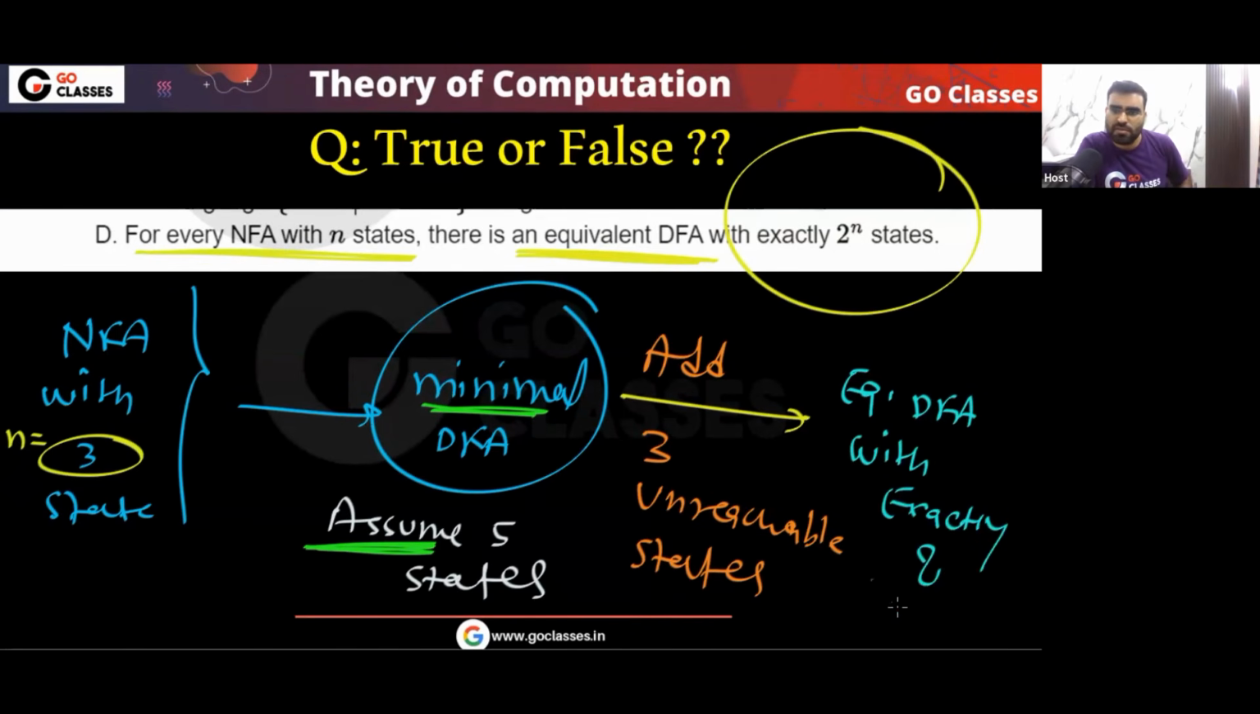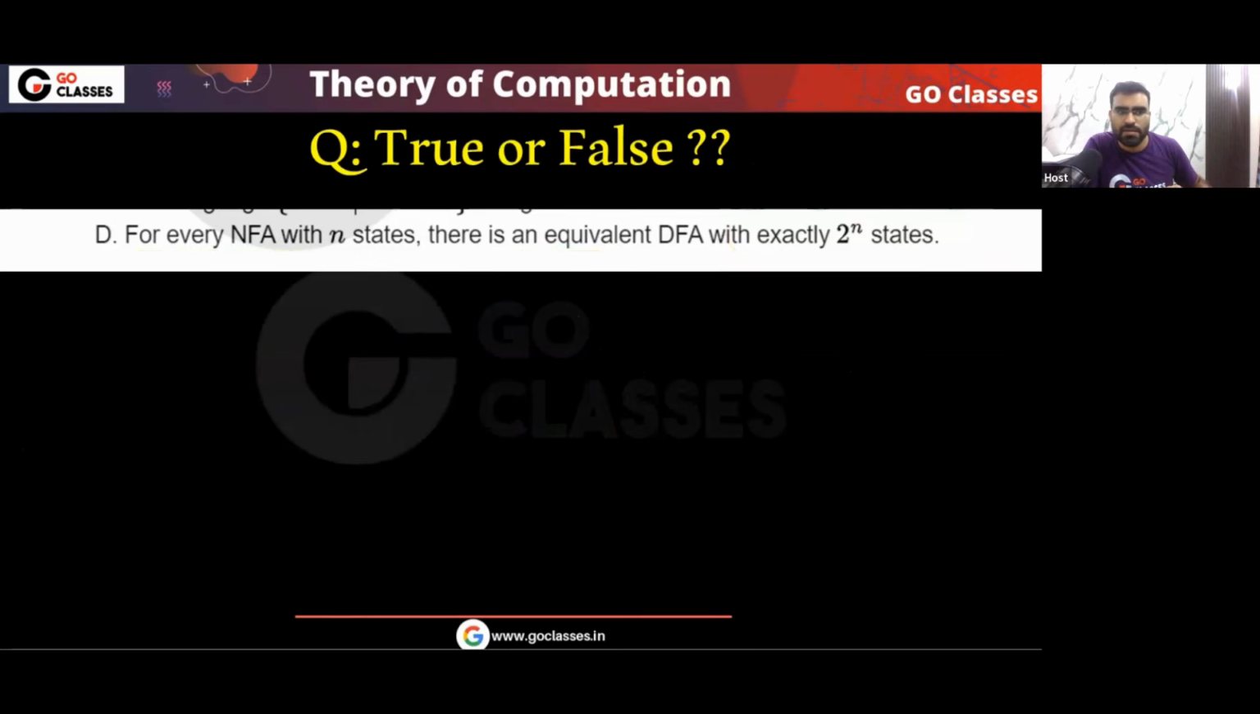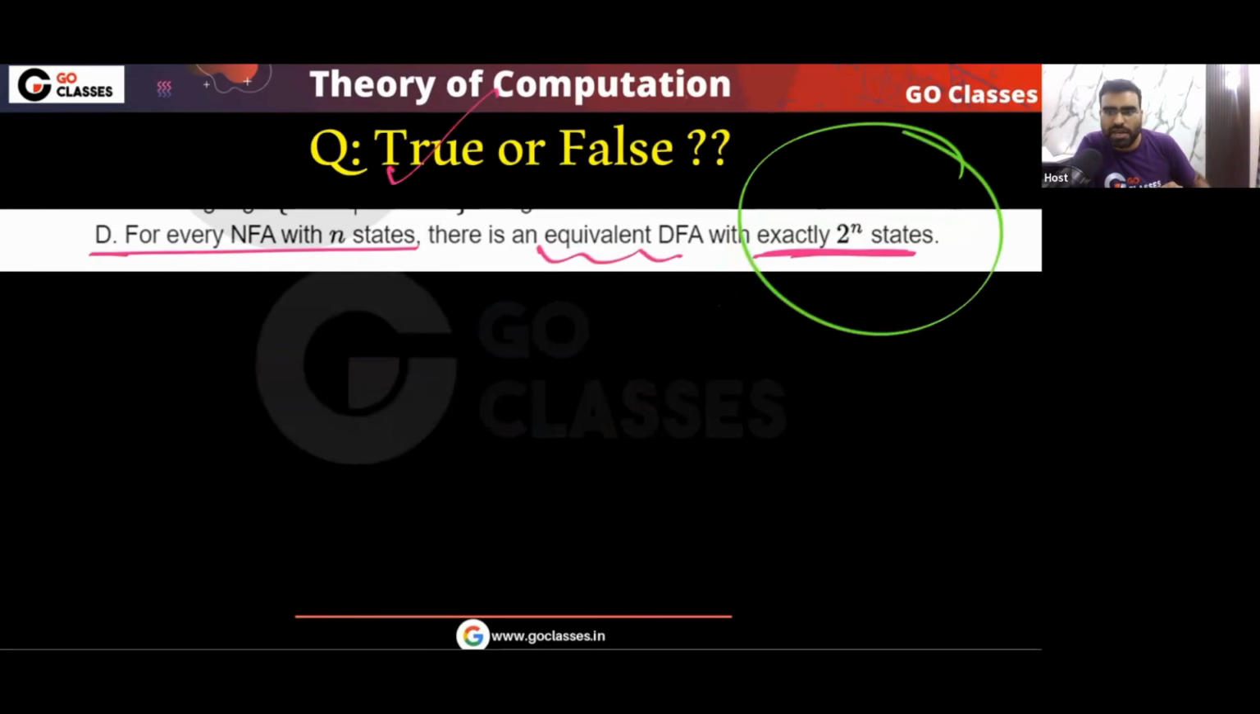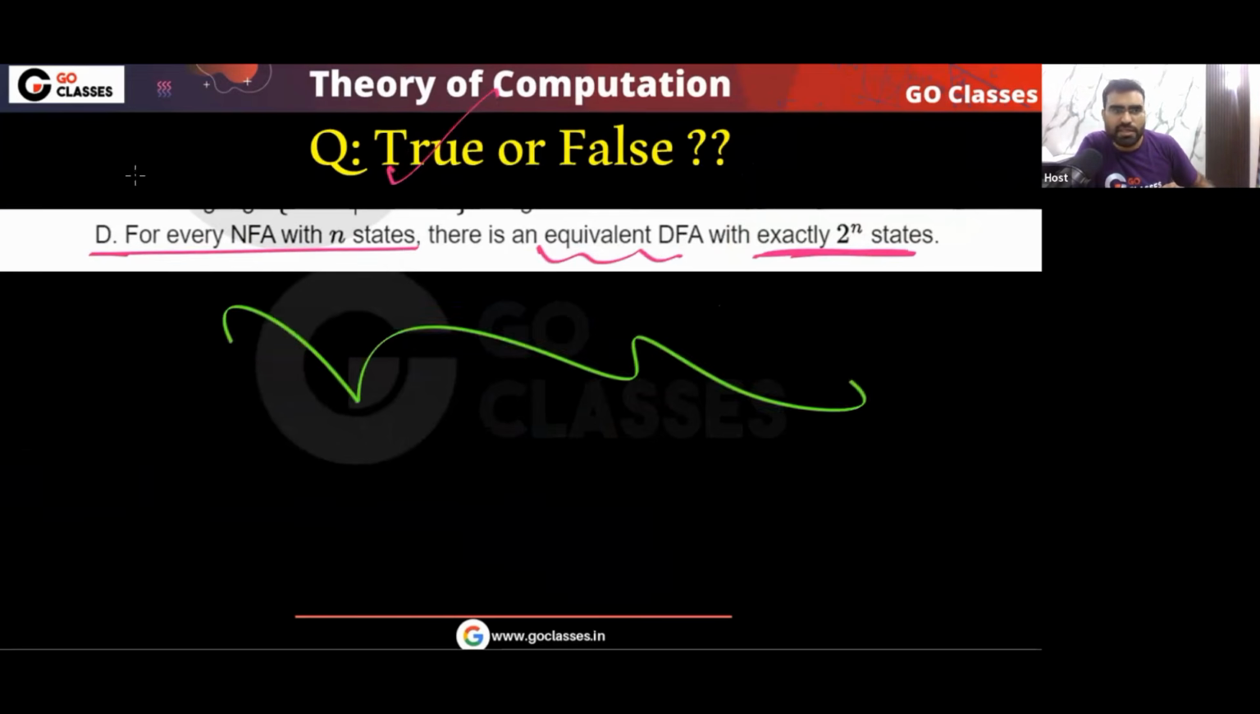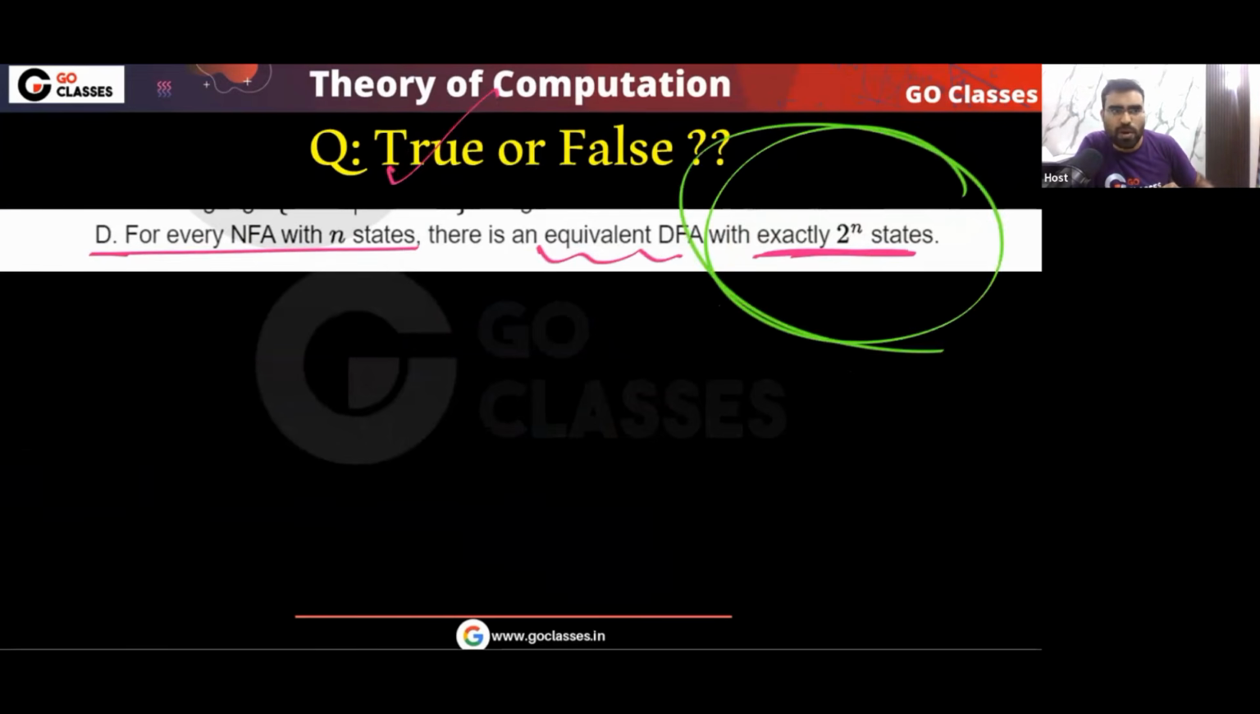Did you understand this? Let me know. Is this question clear to everyone? Read the question carefully. The question is saying you have an NFA with n states, then there exists an equivalent DFA with exactly 2 power n states. This statement is true, because you can create this type of DFA by adding unreachable states, and then you can create a DFA with exactly 2 power n states.